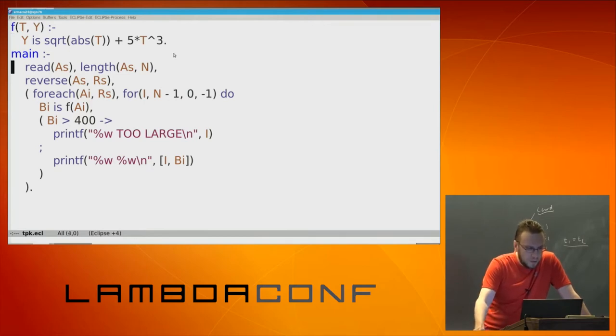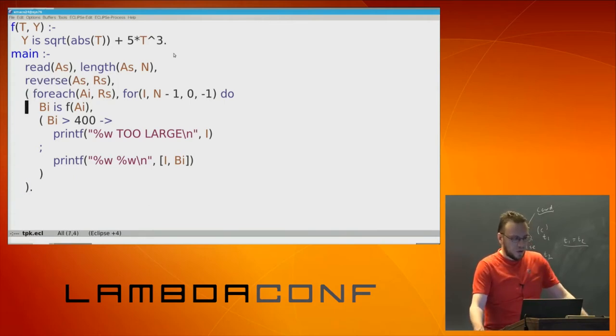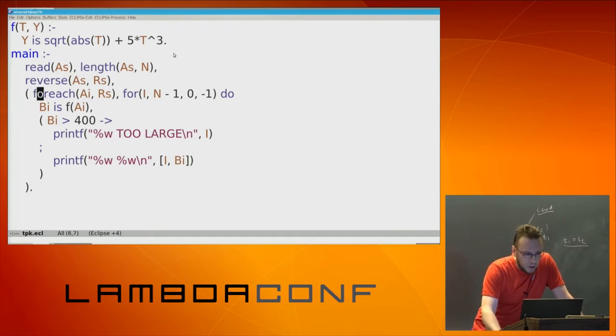So here's our main. We read a list of 11 numbers. It should be comma separated in square brackets, in Prolog list format. We get the length of the list using the length predicate. After running this, n is equal to the length of the input. Then we reverse. And there is some foreach syntax specific to ECLiPSe. So for each element in the reversed list, and simultaneously for each I from n minus 1 to 0 with step minus 1, do this.